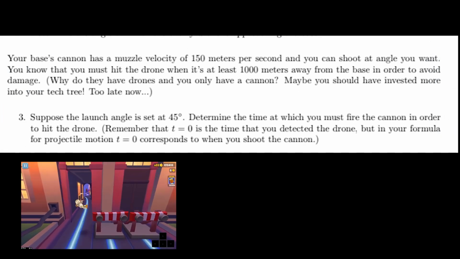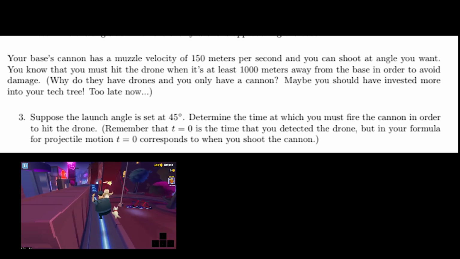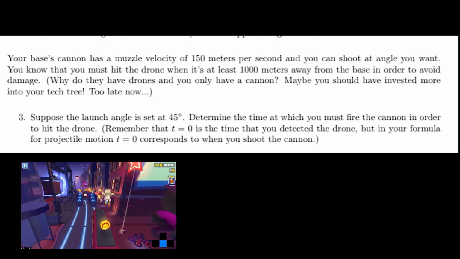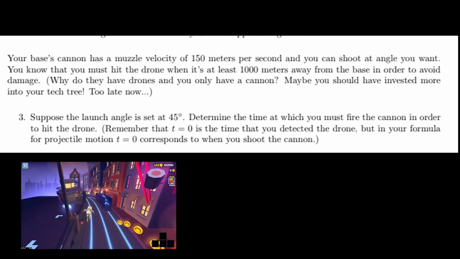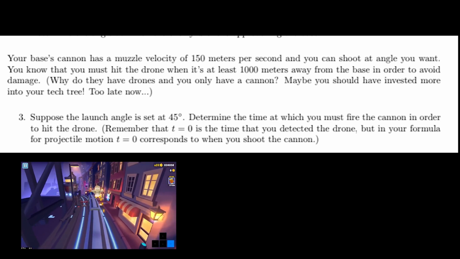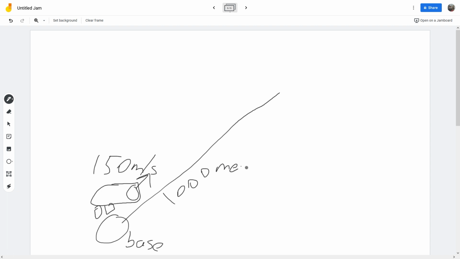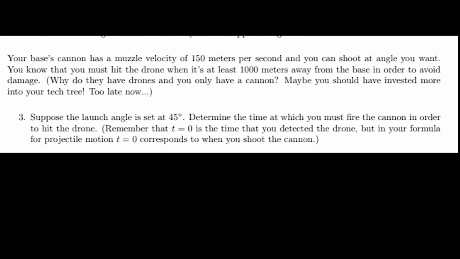The topic gives us a little more information before the third question. The base's cannon has a muzzle velocity of 150 meters per second, and you can shoot it at any angle you want. You know you must hit the drone when it's at least 1,000 meters away from the base in order to avoid damage. Now we know we must shoot the drone before it reaches a zone of 1,000 meters, and that the cannon launches the cannonball at an initial velocity of 150 meters per second.